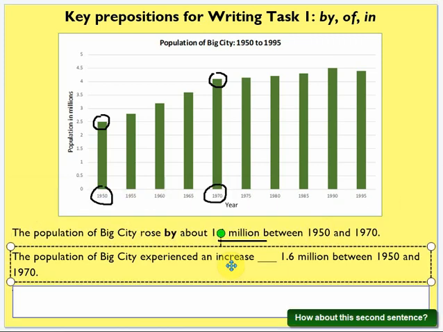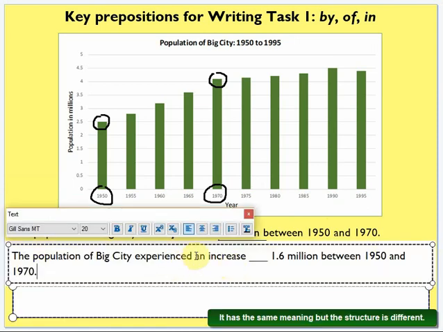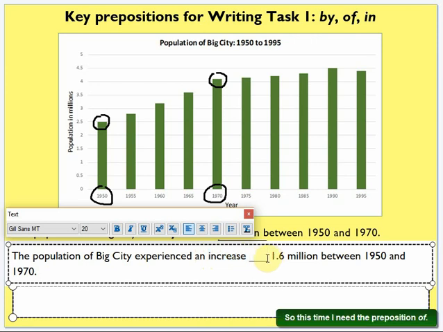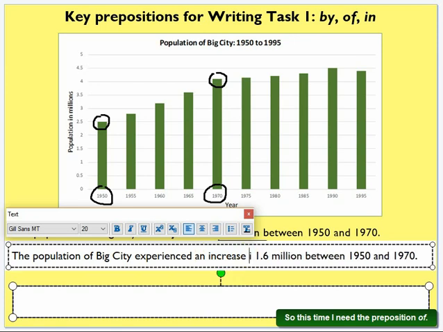How about this second sentence? It has the same meaning, but the structure is different. This time the sentence is based on a not a verb, a noun. So this time I need the preposition of.